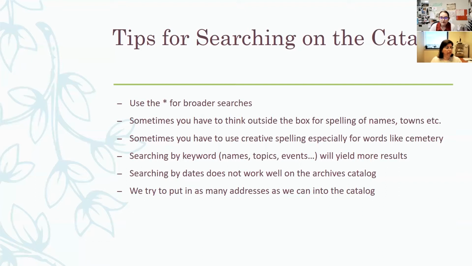So also searching by keyword, like names, topics, events. We don't do a whole lot with putting individual names because it would be too much. So searching by topics and events, and if you do need a name, searching by last name is best. And searching by dates doesn't really work well with the archives catalog because a lot of stuff is undated, or we're working on standardizing how we put in dates.